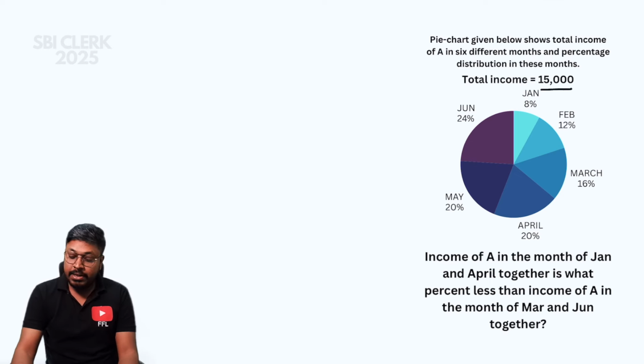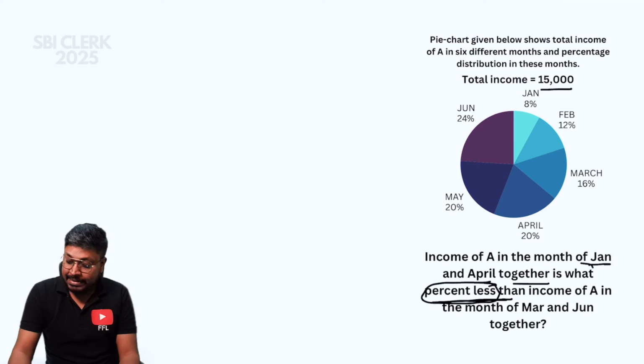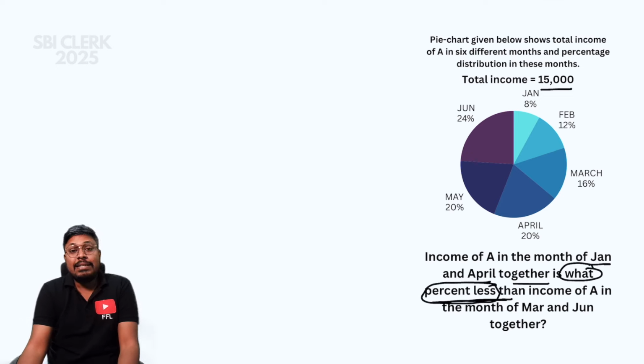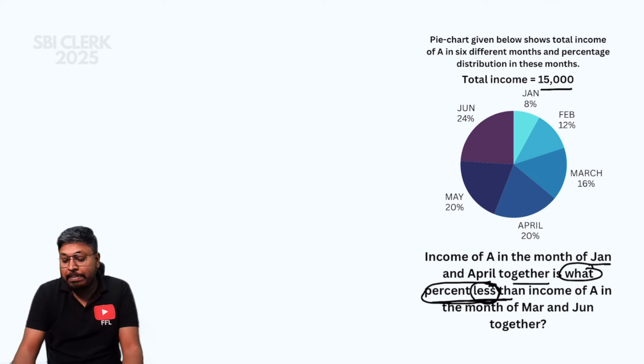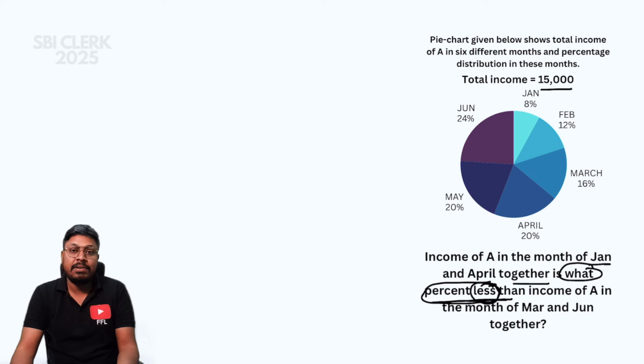So first question: the income of A in the months of Jan and April together is what percentage less? Again, you can see the words "what percentage less." That means the answer can be positive or negative. If the question itself says what percentage less, the final answer will be in terms of negative, right?